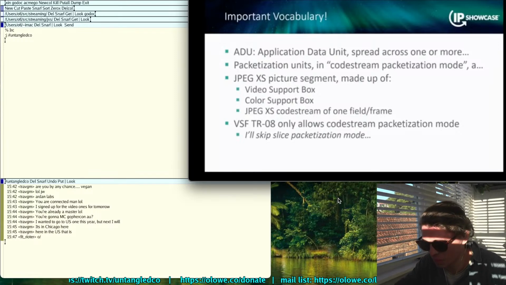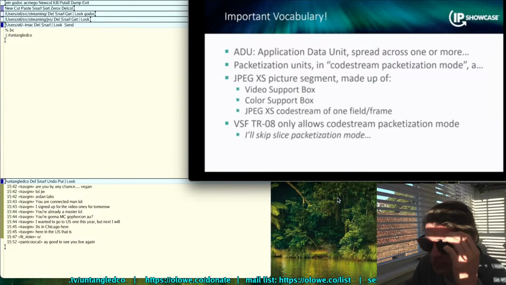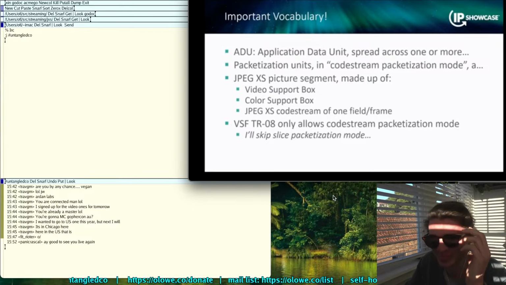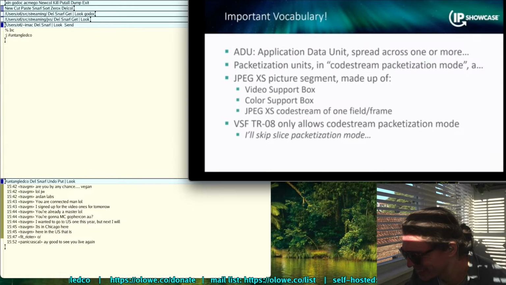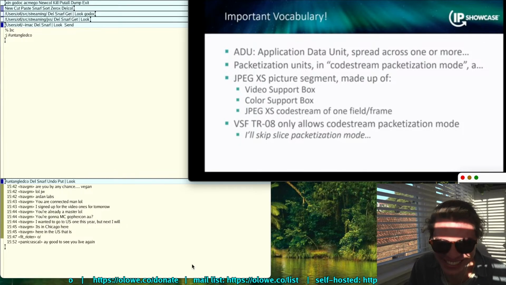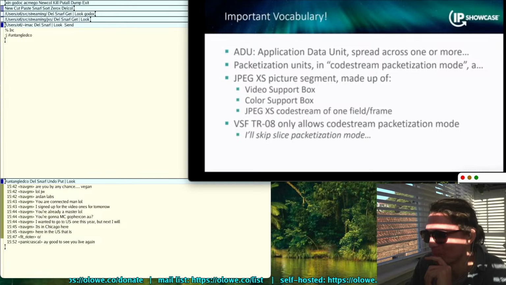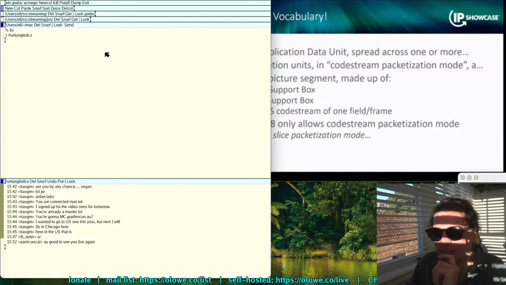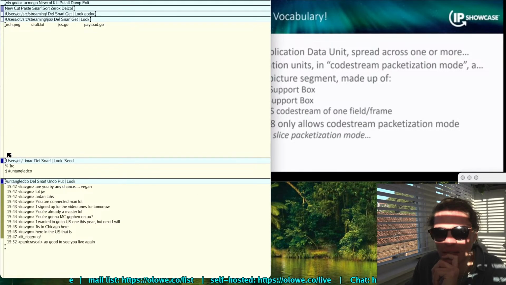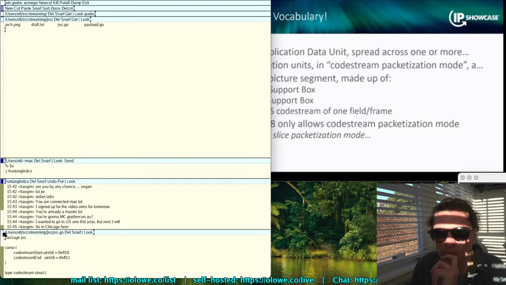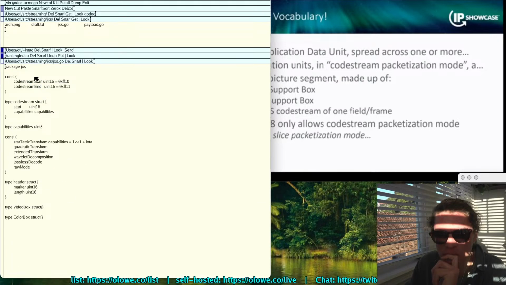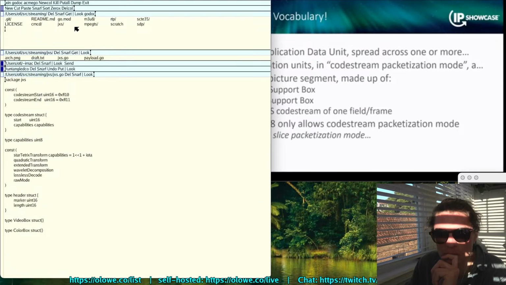Some vocabulary you will need to use as you read these standards documents includes ADU, which is an application data unit, and that's spread across one or more packetization units. In code stream packetization mode, a packetization unit is a JPEG XS picture segment. It's going to be made up of your video support box, a color support box, and also the JPEG XS code stream of one field or one frame. Now, VSF TR08 only allows for code stream packetization mode.